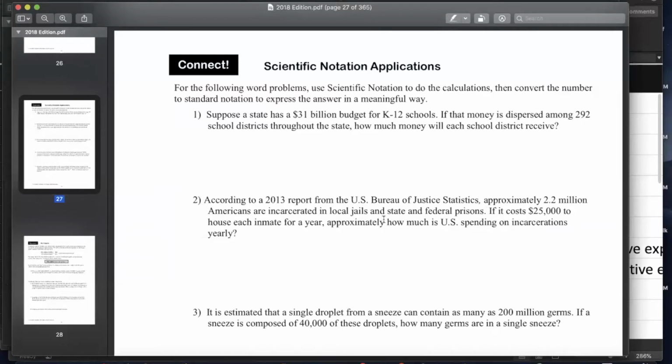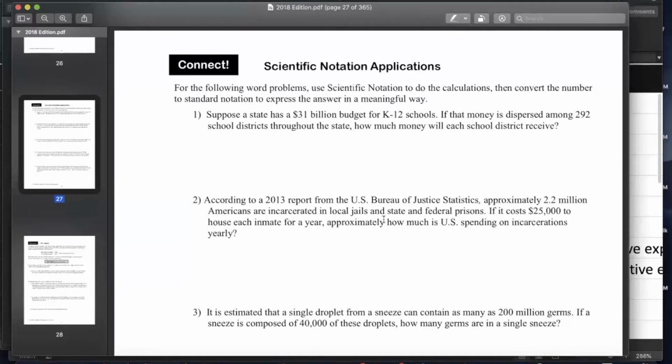Now that's going to show me what? Because I divided it and I got the 106, but this is showing me what? The school district, or how much money each school district will receive. Oh, okay. Right.